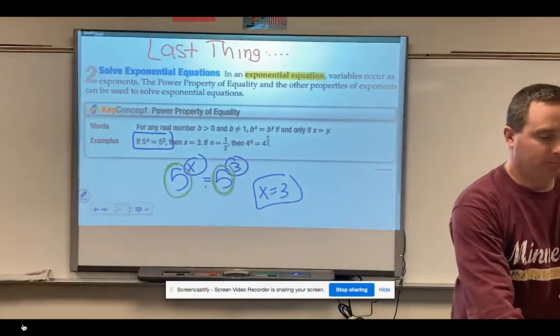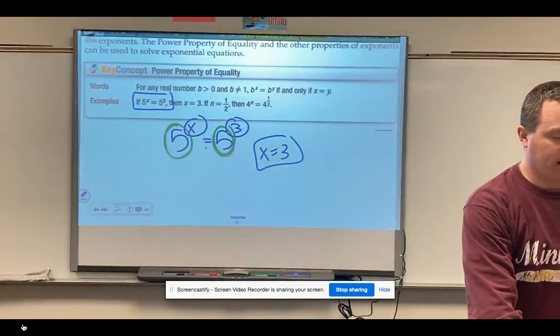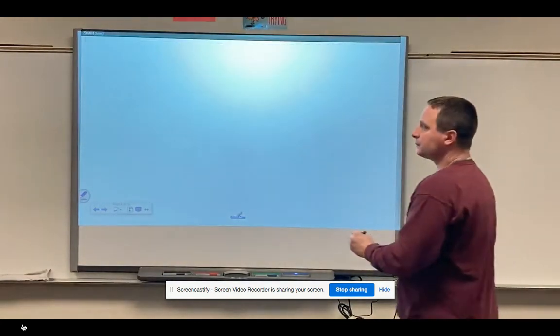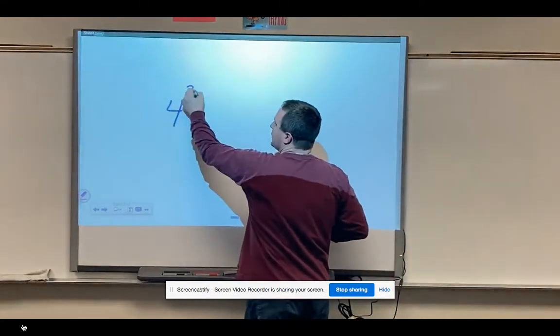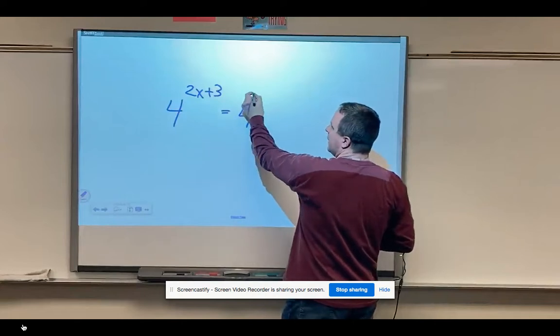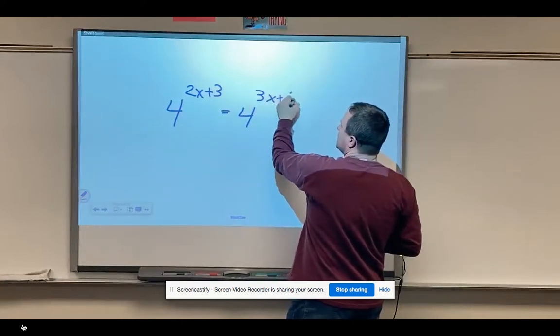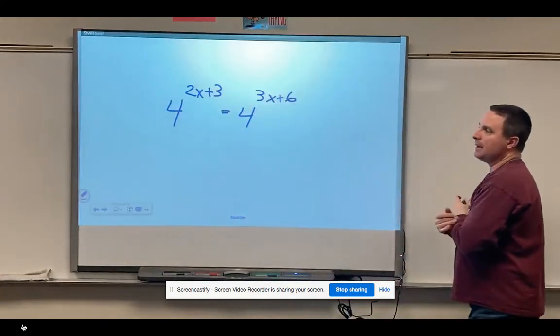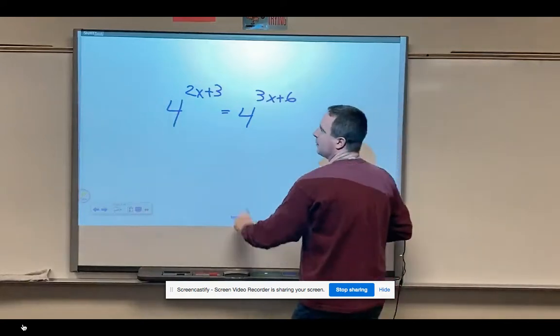Okay, a little extension of this, just to kind of reiterate the point here. Okay, what if I had 4 to the 2x plus 3 equals 4 to the 3x plus 6? Okay, if you notice the base numbers are the same, they're both 4s.